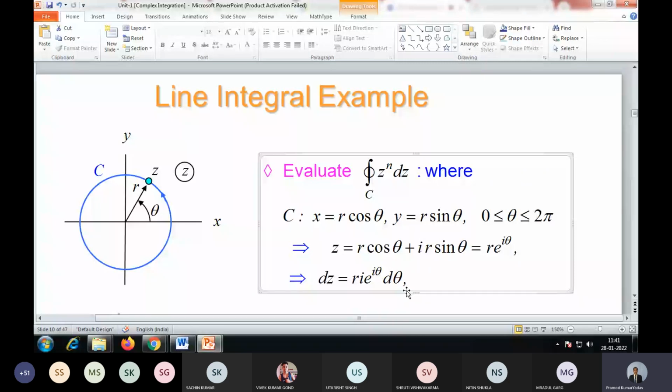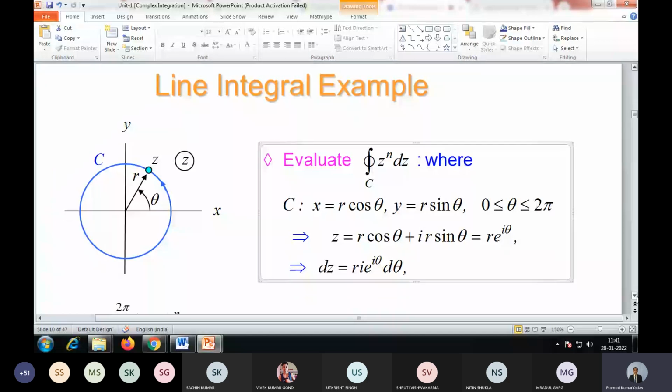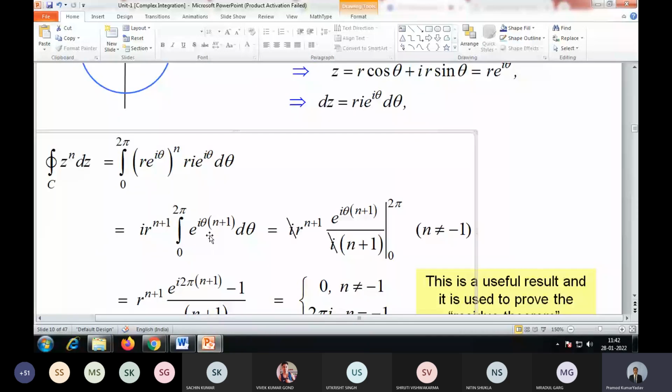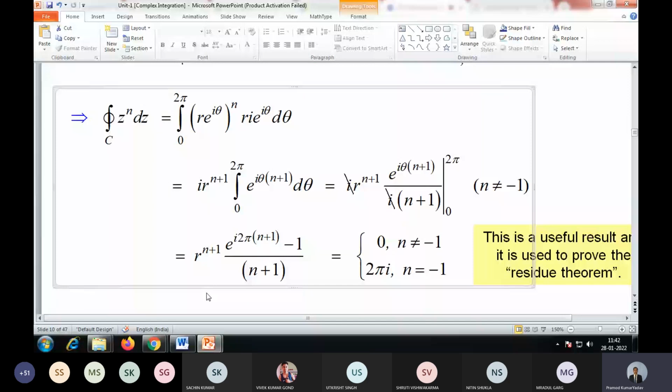Then you may find the value of dz. dz is r e power i theta d theta, and z is r e power i theta. So z to the n is r power n e power i n theta, and then r i e power i theta d theta. You will realize one important thing here. So we are getting it like this. Now when we are going to integrate it, please see this screen carefully. When we integrate it, its integration is coming like this.